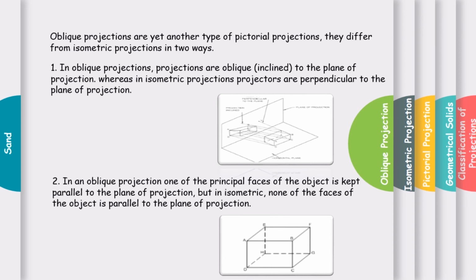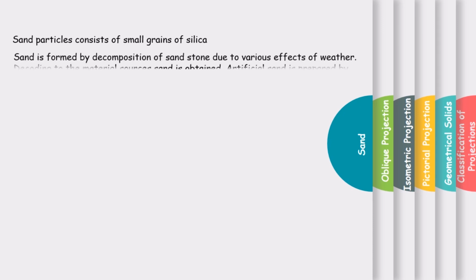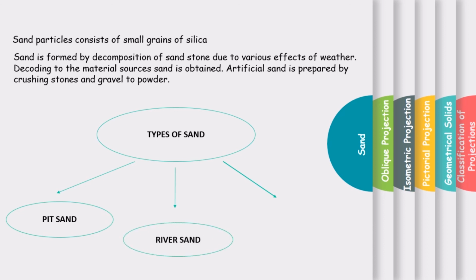Sand. Sand particles consist of small grains of silica. Sand is formed by decomposition of sandstone due to various effects of weather. According to the material sources, sand is obtained. Artificial sand is prepared by crushing stones and gravel to powder. Types of sand: there are three types of sand: pit sand, river sand, and sea sand.